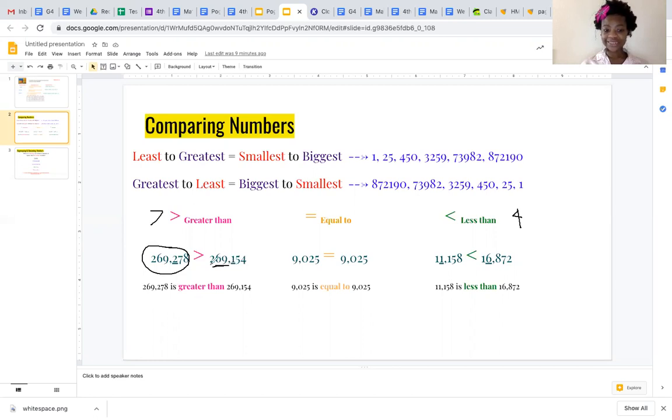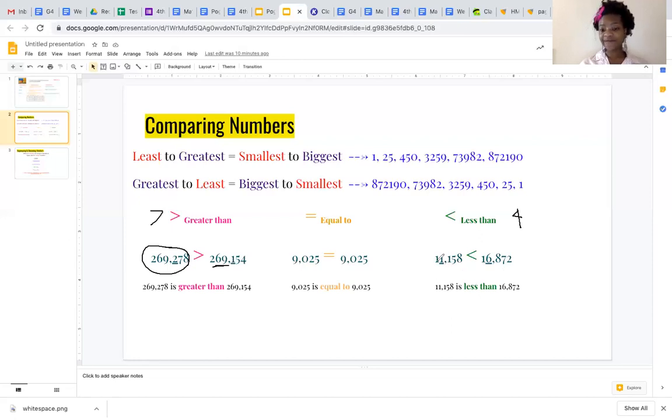And we read this as 269,278 is greater than 269,154. With less than, it's the same exact idea. You're looking to find which digit is the smallest, okay? Which digit is the smallest is going to help you in determining which number is the smallest.